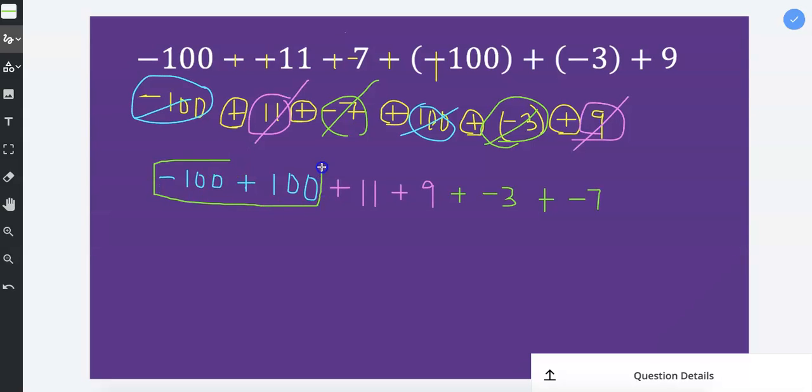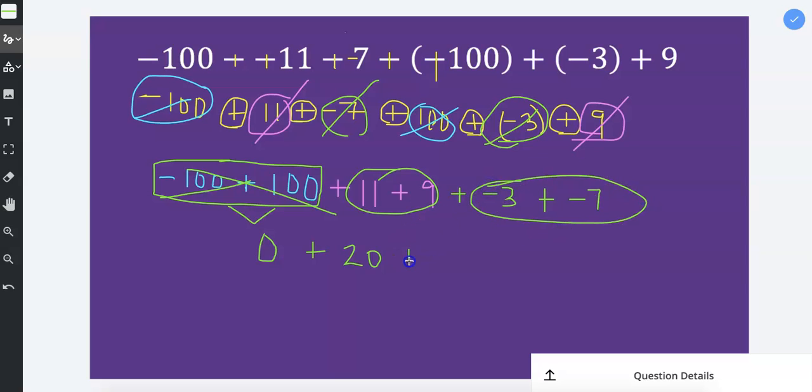Now what's nice about having these two numbers to combine together is that it makes 0. So negative 100 plus 100, that was easy, I got 0. 11 plus 9, that combines to make 20. And then when I combine the negative numbers, negative 3 plus a negative 7, I get negative 10. So the numbers work out really nicely when I choose which numbers to add together. 0 and 20 makes 20.